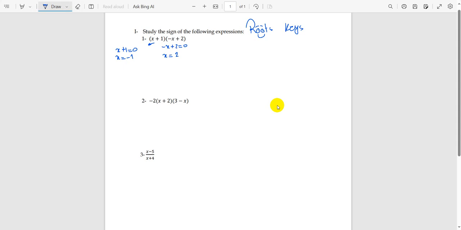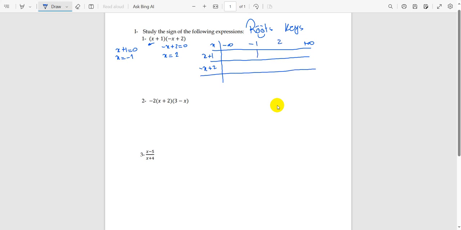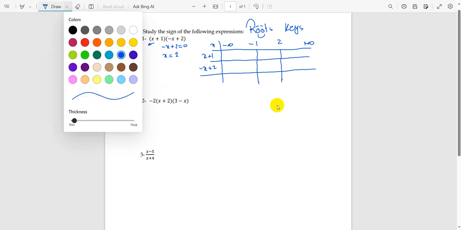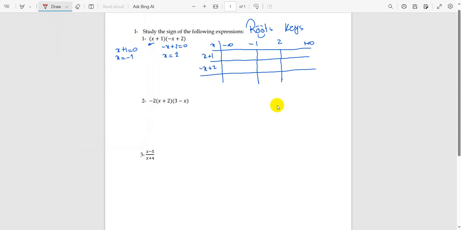Now I'm going to set up the table of signs, starting from the domain of definition, which is negative infinity, positive infinity, since we are dealing with a polynomial. Right here will be the first factor, x plus 1, the second factor, minus x plus 2, and we have the roots -1 and 2 from left to right. -1 is smaller than 2. Then we know that the root of x plus 1 is -1 and the root of minus x plus 2 is 2.